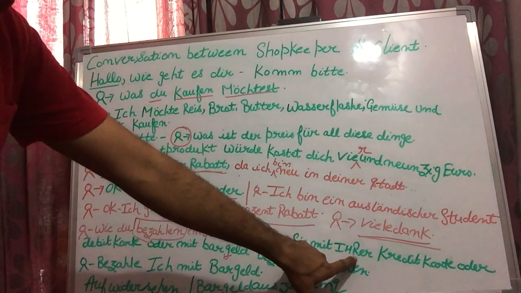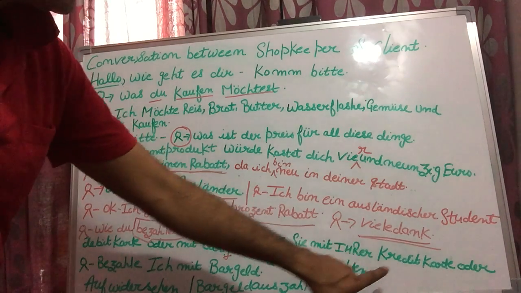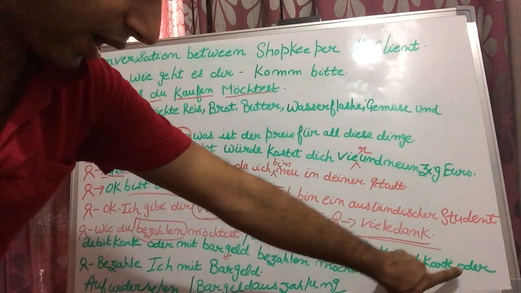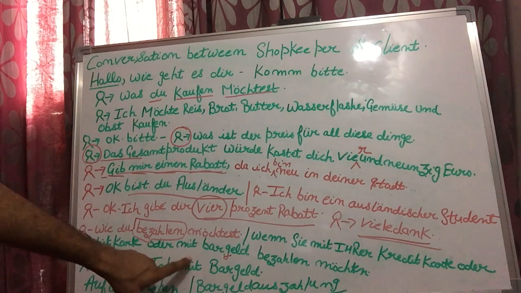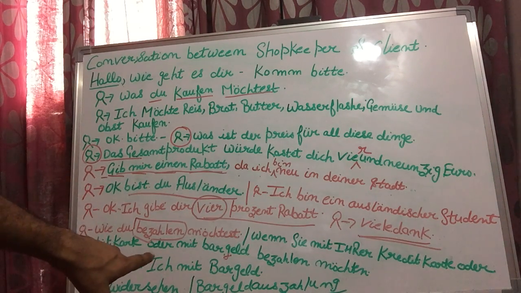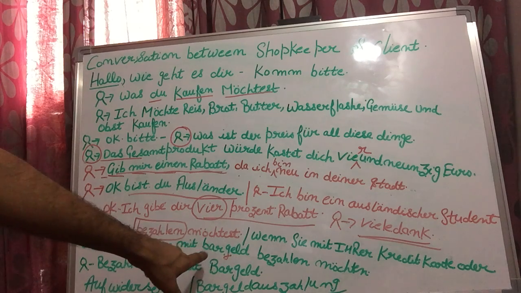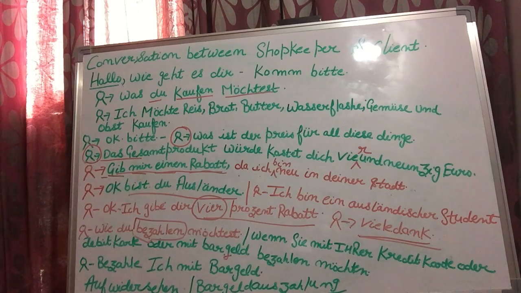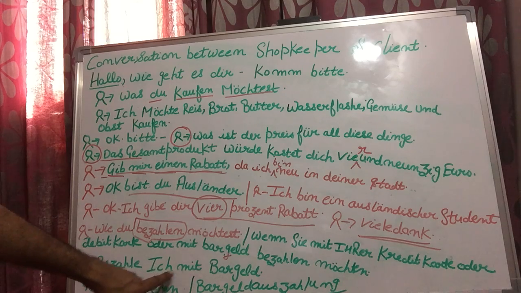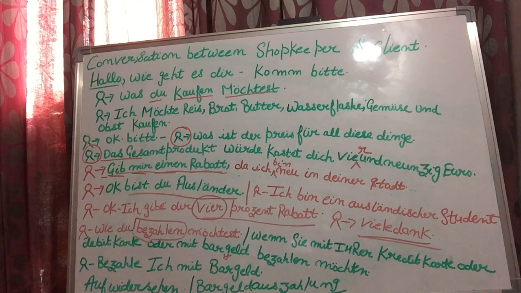If Sie mit Ihrer, you want to pay with your credit card, or debit card, or mit Bargeld. Okay. Bargeld is to cash. Bezahlen möchten. Bezahlen is to pay and möchten is to basically your want. Okay. So you will say bezahlen ich mit Bargeld. It means I want to pay with cash.